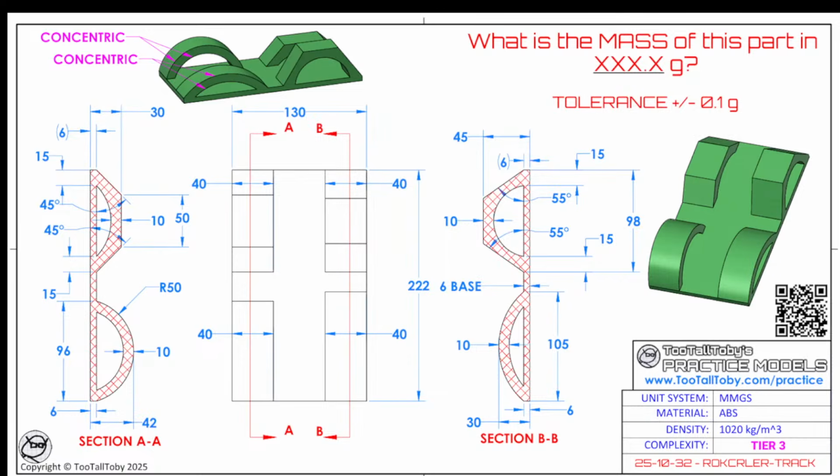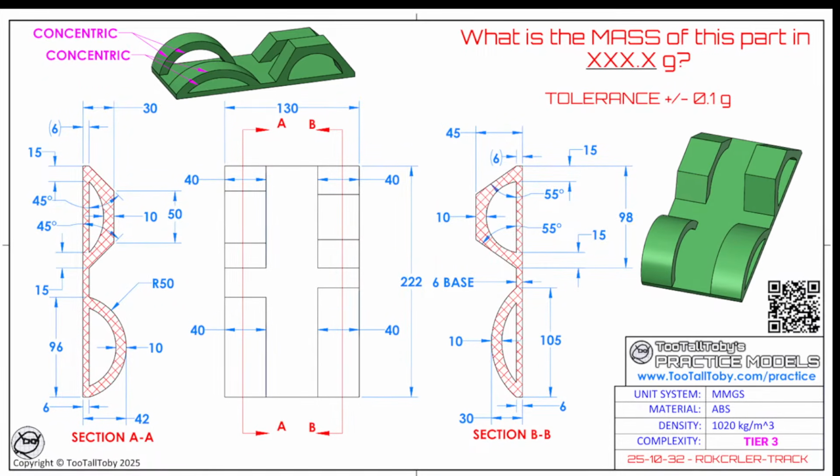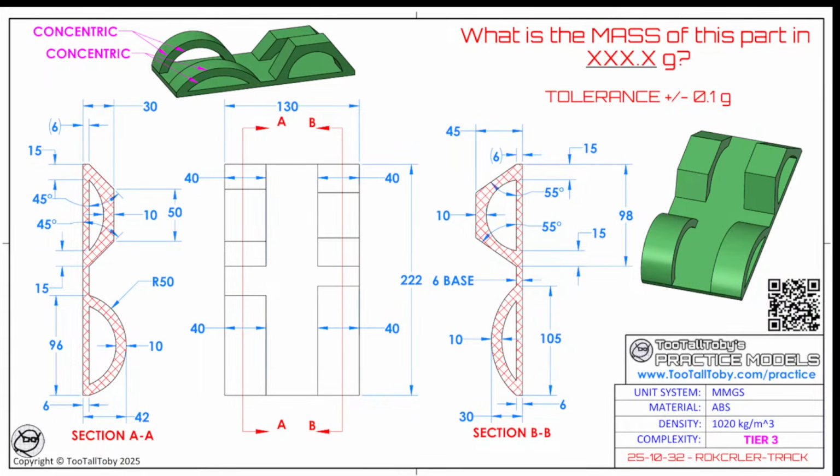And guys, you're going to grab a screen capture of this print. You can see the material is ABS. The density is 1020 kilograms per cubic meter. It's a tier 3 challenge. And this one is dedicated to Rock Crawler, our good friend. He's here in the chat. And you guys are now all challenged to take this drawing and turn it into a 3D model. Not a super complicated challenge, but it's got its little quirks. And I hope that you enjoy this. I'm shifting the print a little bit here to make it just fit a little bit better.